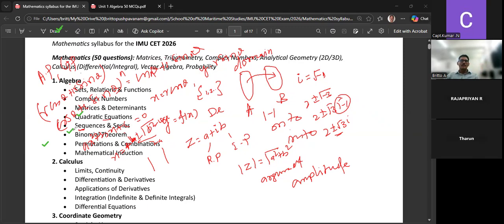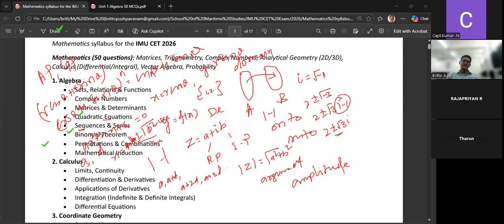AP is arithmetic progression. In arithmetic progression we need two numbers. One is the first number, which we denote by small a. Another one is d, which is called the common difference, right? If you know a and d, we can write the arithmetic progression.